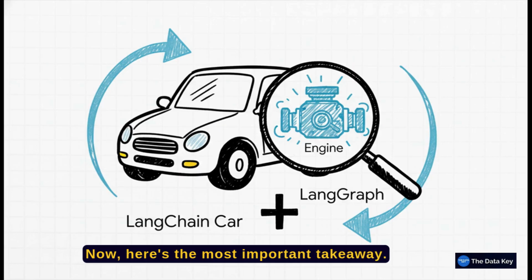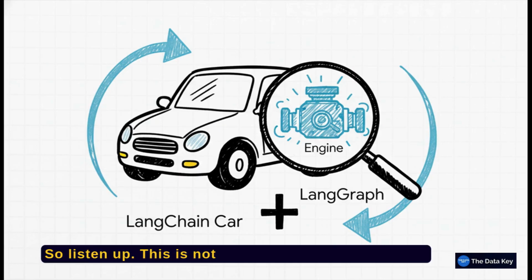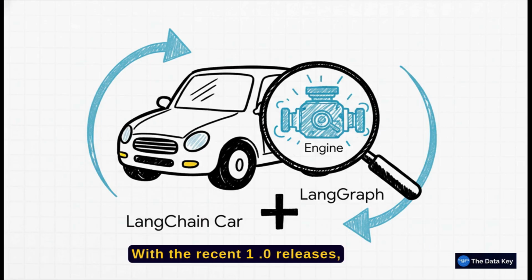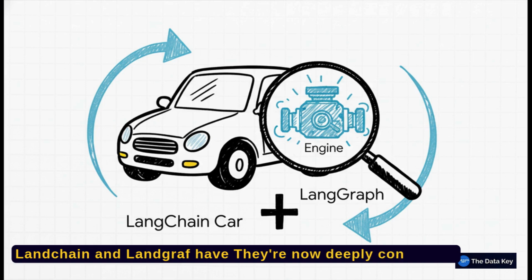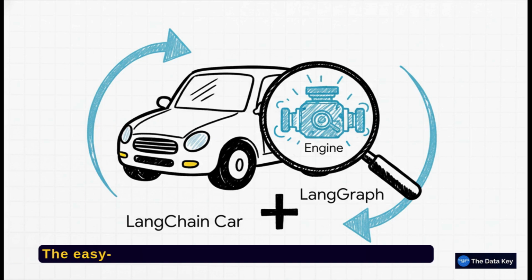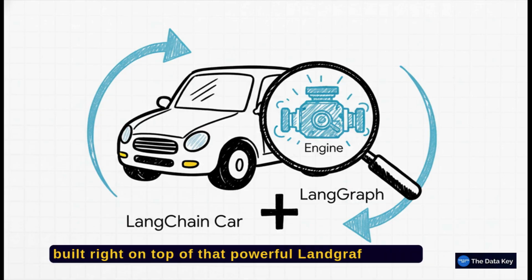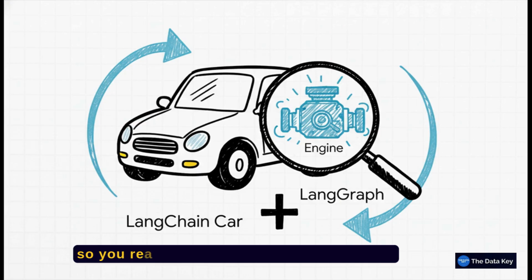Now, here's the most important takeaway, so listen up. This is not an either-or choice anymore. With the recent 1.0 releases, LangChain and LangGraph are now deeply connected. The easy-to-use agents in LangChain are now actually built right on top of that powerful LangGraph engine, so you really do get the best of both worlds.